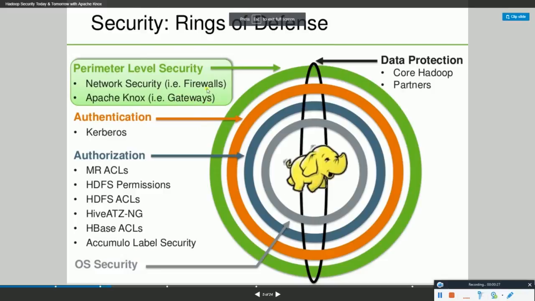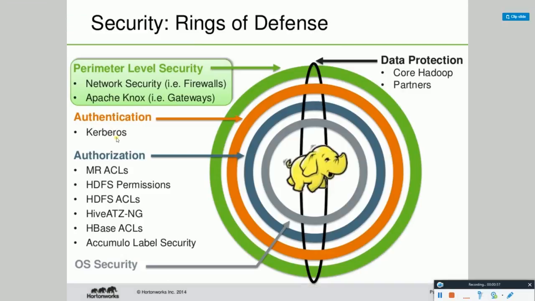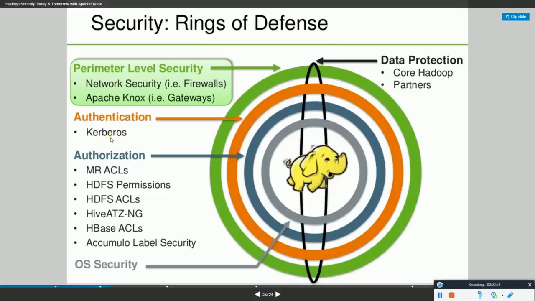So, the perimeter level security is the most outer layer that stops the bad guys at the network level using network security and firewalls, or the API level, which is Apache Knox or the gateway. Next is the authentication layer. If you don't have this layer, then the authorization layer doesn't matter, because the whole concept of authentication is to figure out who the user is and validate its role or claim.